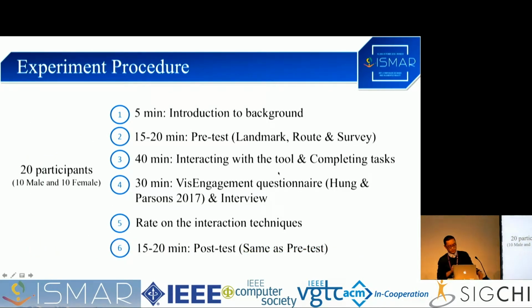And after that, we interview participants about their feelings when using the software. And also, participants are required to read on the interaction techniques we designed. And finally, participants spend another 20 minutes to do the post-test. It has exactly the same questions as the pre-test, so we are able to compare the results between the 2 tests to find if their knowledge improved or not.